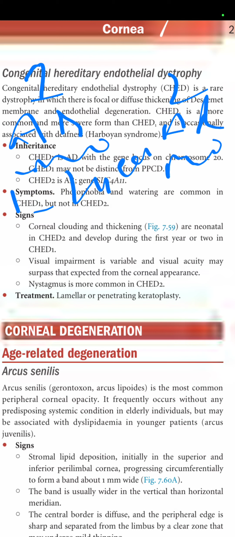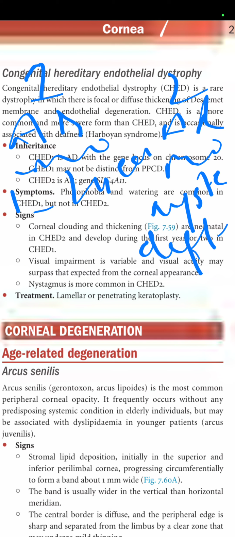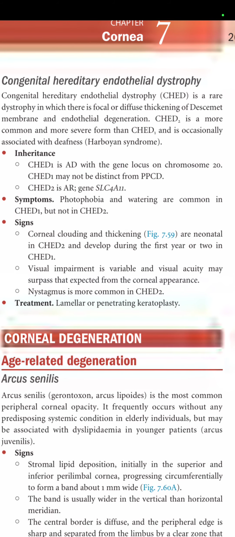Visual impairment is usually variable, and visual acuity may be better than expected from the corneal appearance. Nystagmus is more common in CHED2, and CHED2 usually presents with nystagmus, and there will be deafness, Harboyan syndrome. Treatment is with lamellar or penetrating keratoplasty. So that's it for the corneal dystrophies, and we will see you in the next topic.